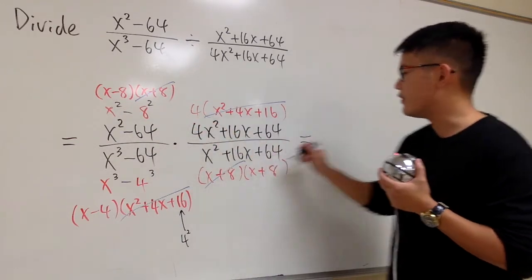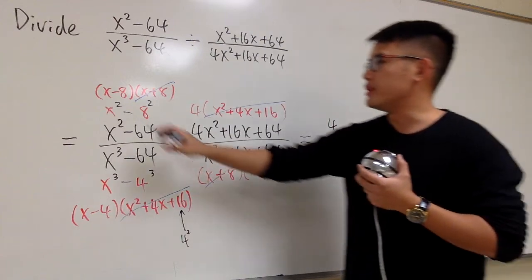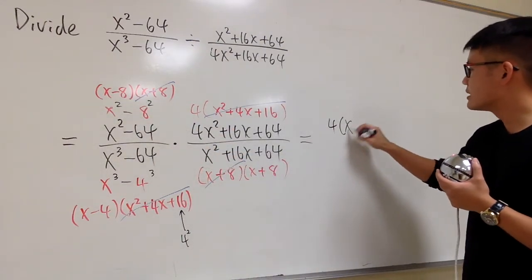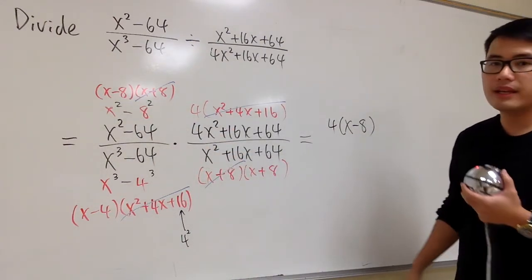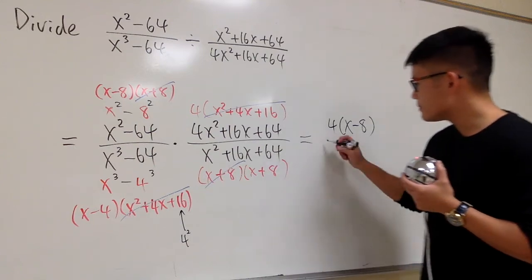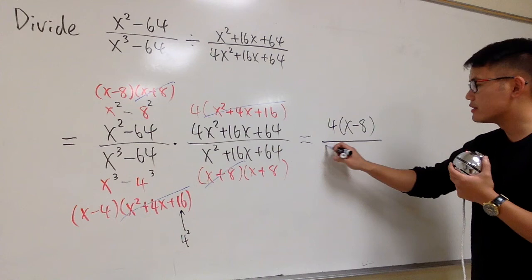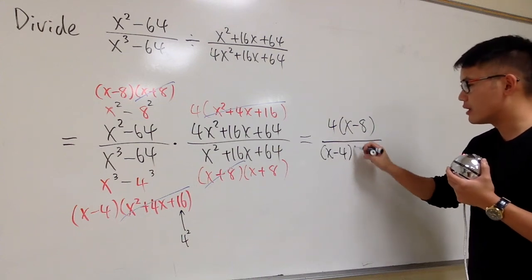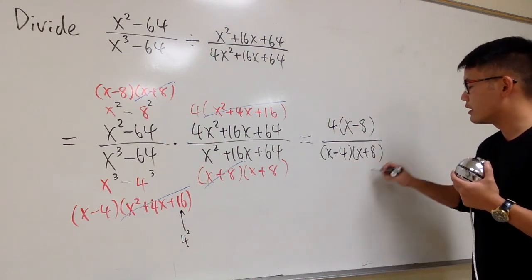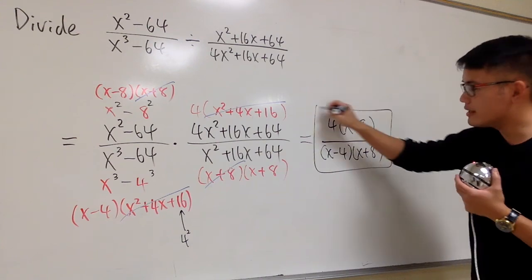So I will just put down a 4 first, with the parentheses, x minus 8. And then for the denominator, we have x minus 4 times x plus 8. So let's put that down right here. And this is it. We are done.